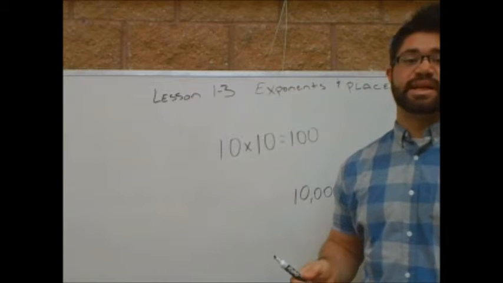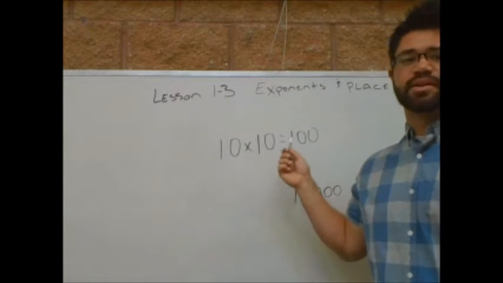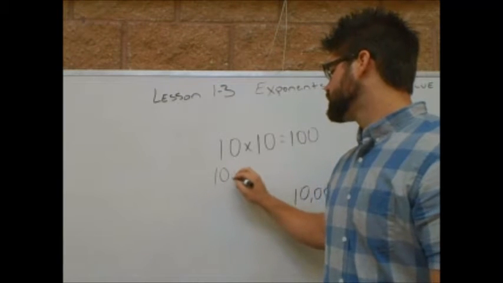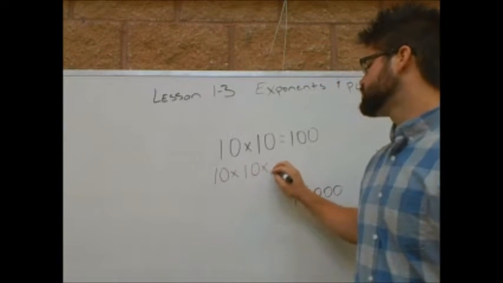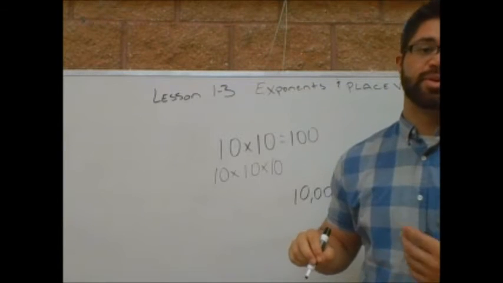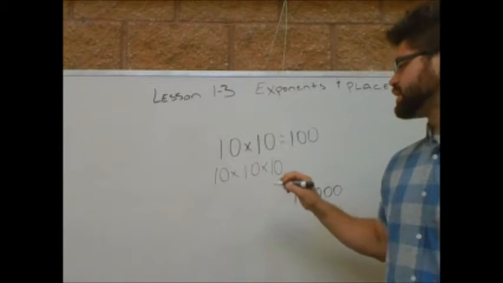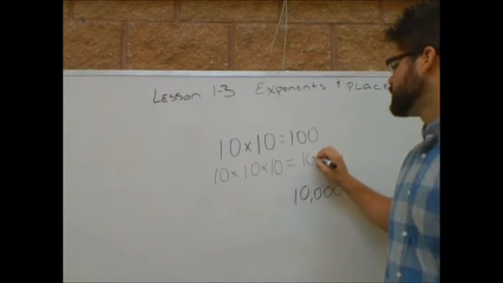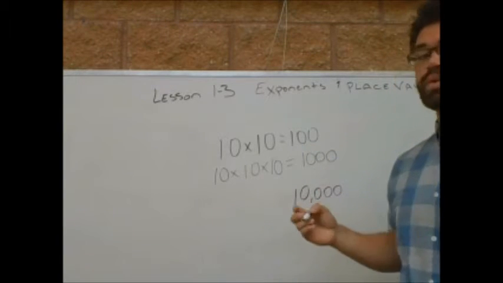I only want to use tens, but we know that 10 times 10 only gives us 100. So let's do 10 times 10 times 10. Make sure you're following along in your PBIL, copying the same notes that I do. 10 times 10 times 10 is going to be 1,000.